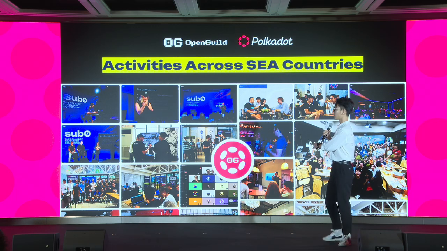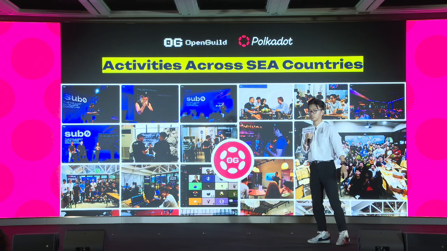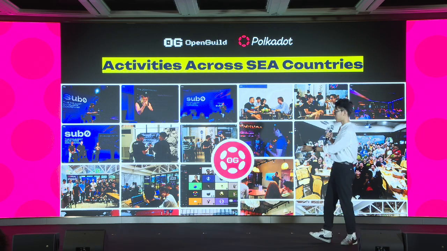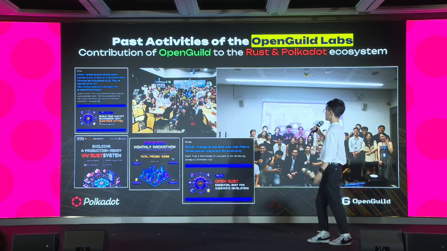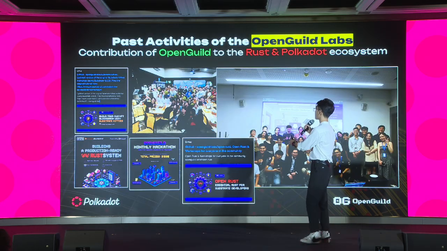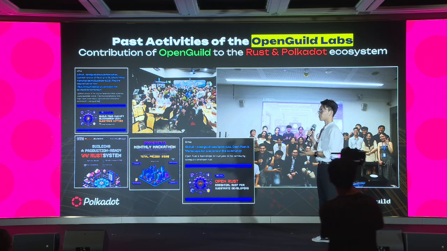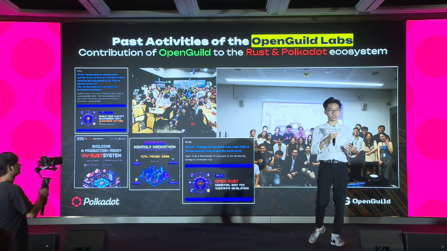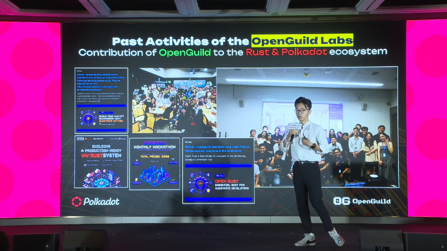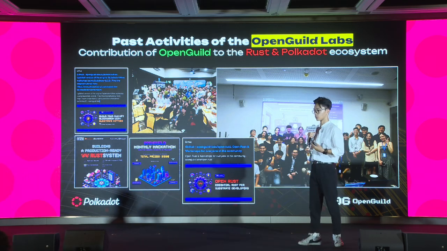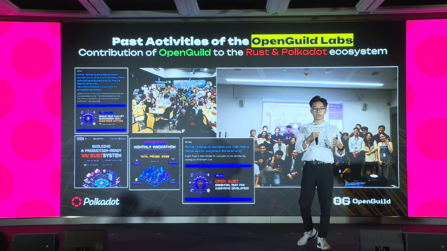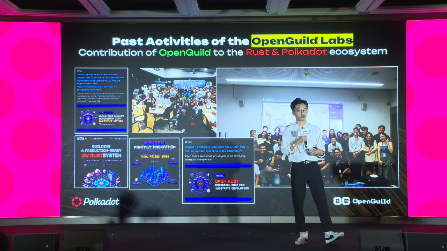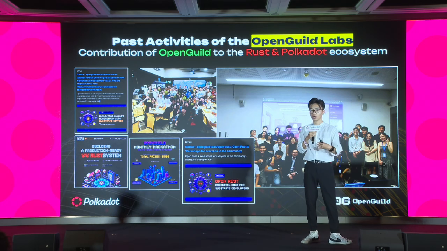Here are some pictures we captured at events that OpenGill participated in over the past few months. Now, OpenGill's contribution to the Rust and Polkadot ecosystem: we build a lot of tutorials and resources for the Polkadot community to educate learners about Polkadot technology like Substrate and the Polkadot SDK. At the same time, we are also core contributors to the Rust ecosystem, with tutorials and educational content.